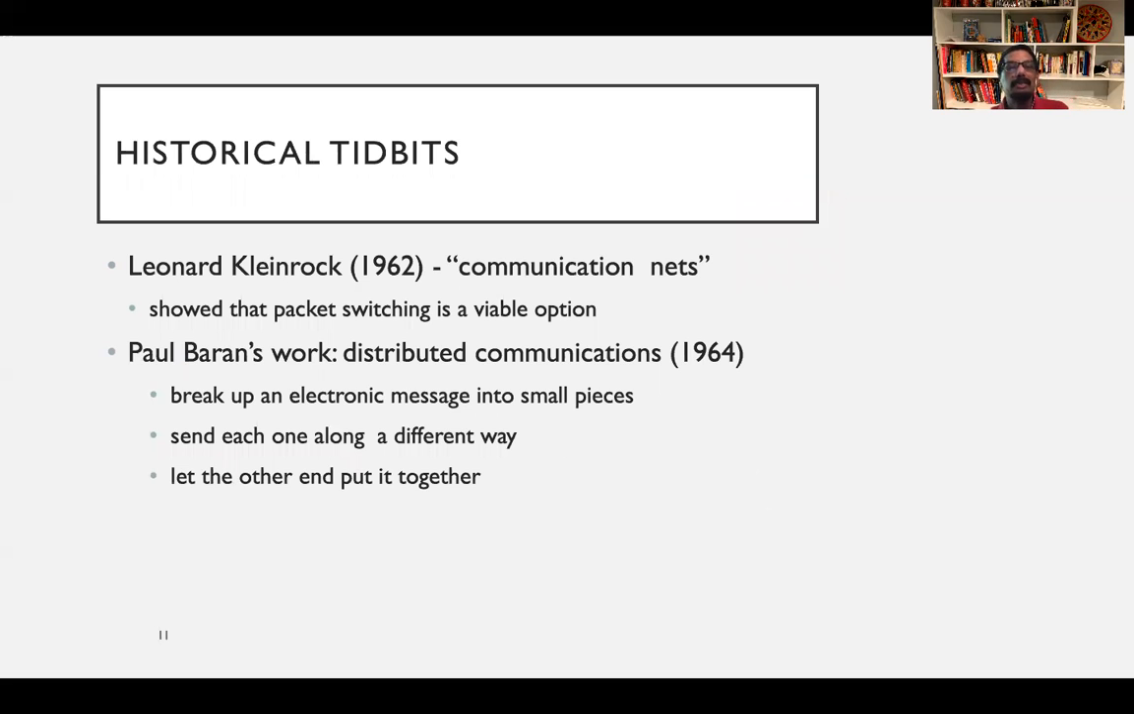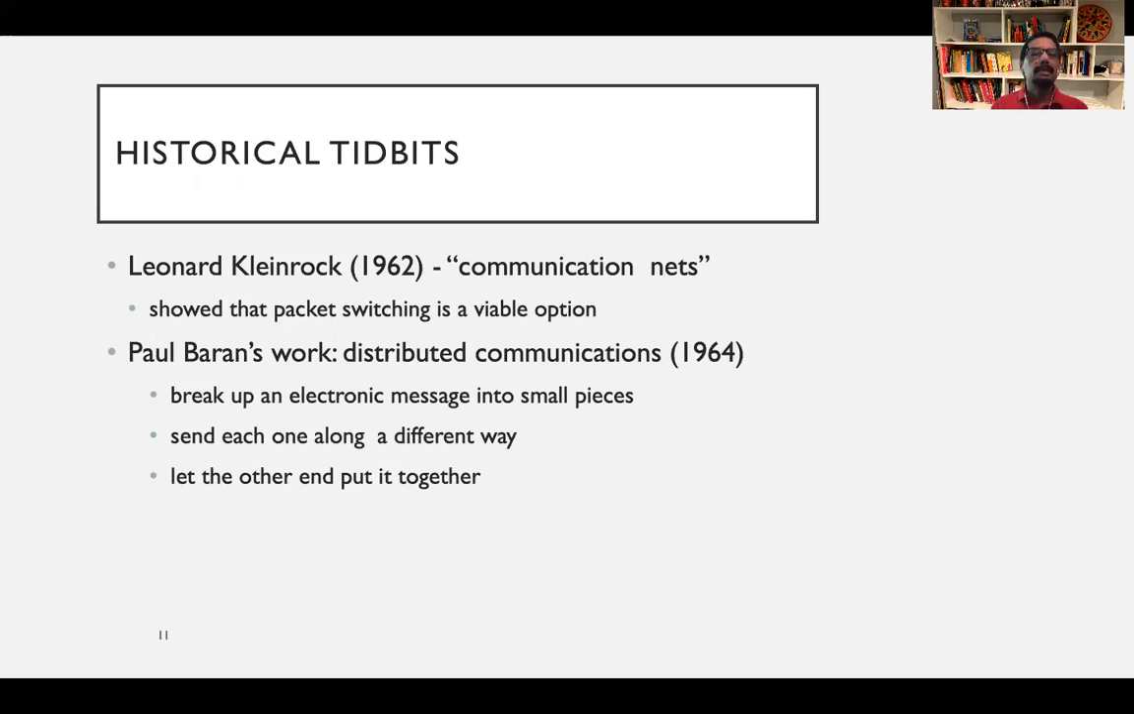So the idea of the shared path: Leonard Kleinrock talked about something in the context of communication networks that gave rise to the term we call packet switching. He said that it is a viable option. He showed some work using something called queuing theory to show that when you have a lot of packets or messages to send together, it's actually better to do it that way. It's cheaper than having a dedicated path like circuit switching.